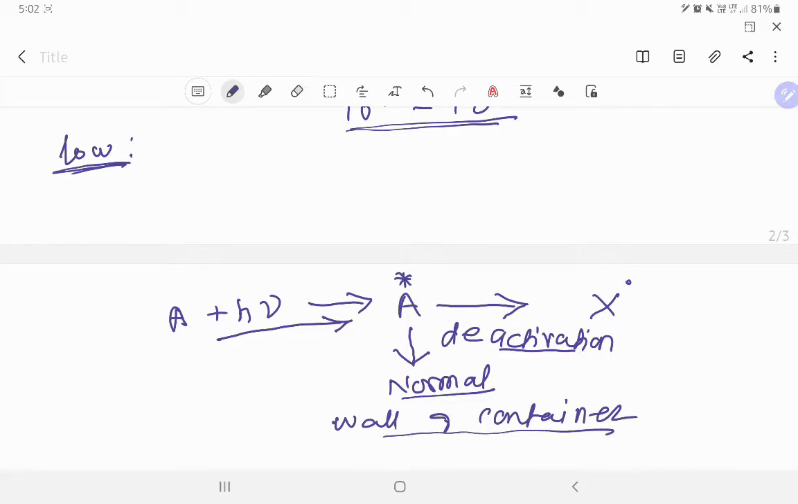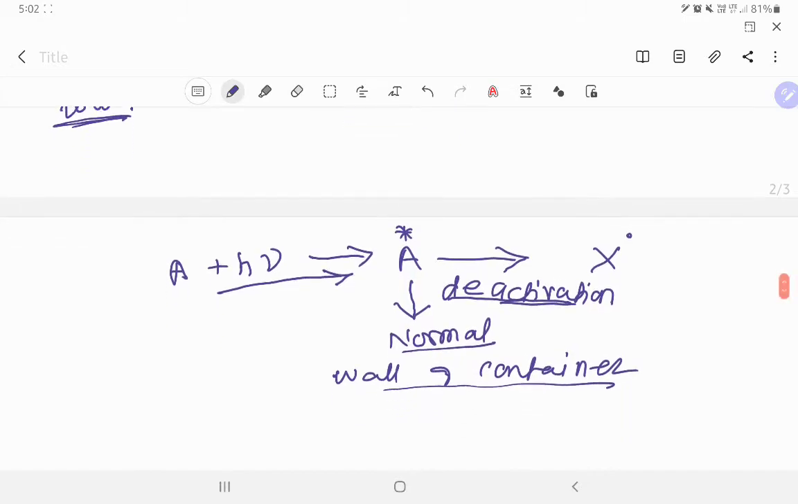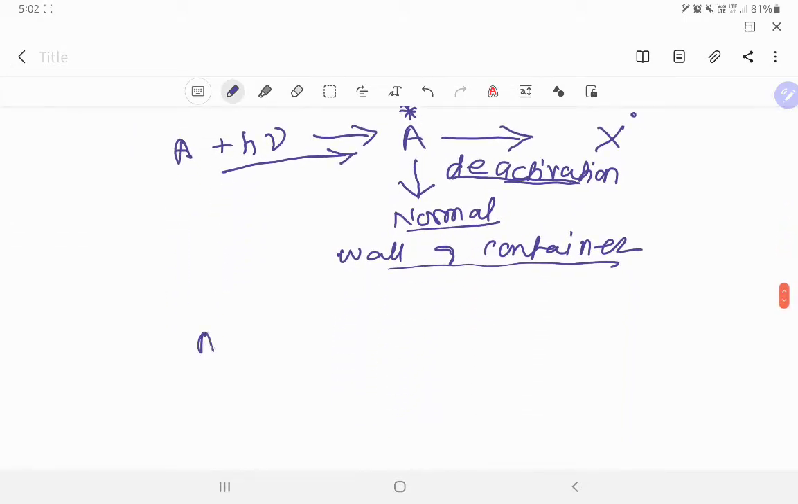An activated molecule may collide with another molecule or with the wall of the container and undergo deactivation, and deactivation causes low quantum yield. Or sometimes this A star, this activated state molecule, may come to the ground state by emission of radiation.